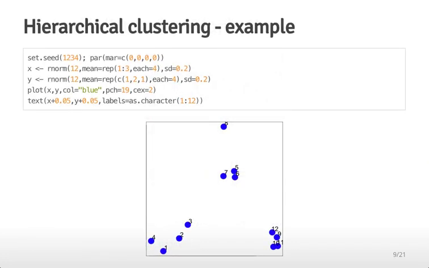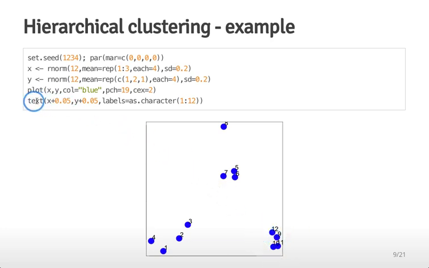Now I'm going to show you an example of hierarchical clustering, and to do that I'm going to generate a really simple simulated data set. I set the seed so that I always get the same data set out, and then I generate x variables and y variables such that there are 3 clusters. There's a cluster down here on the left, that's the first 4 observations. Then there's a cluster up here in the middle, the second 4 observations, and the third 4 observations over here on the right.